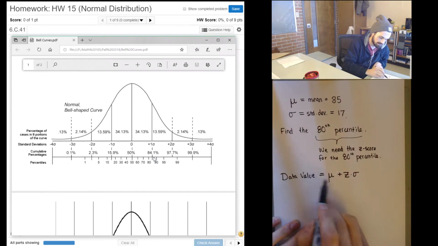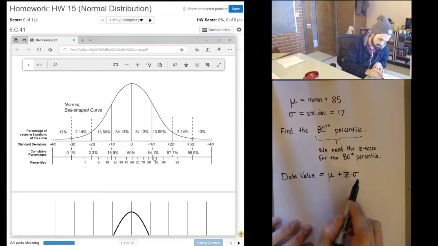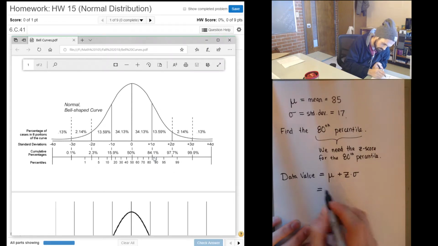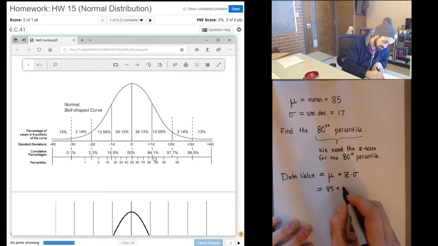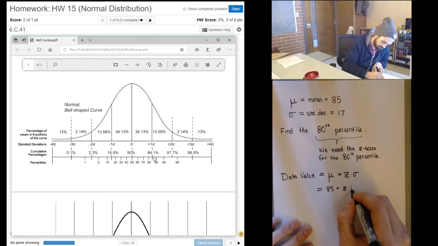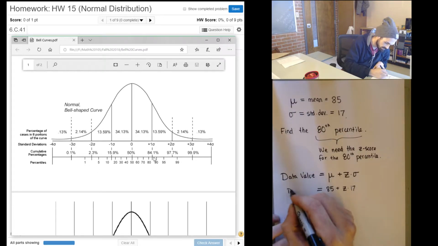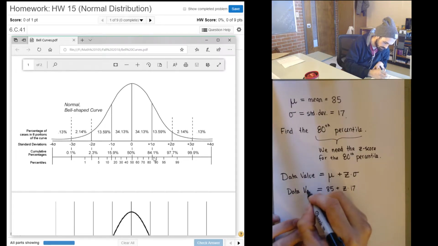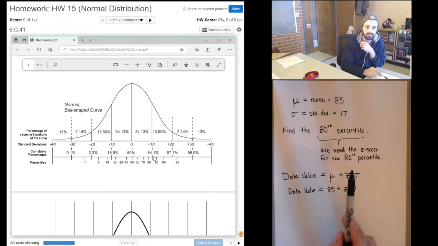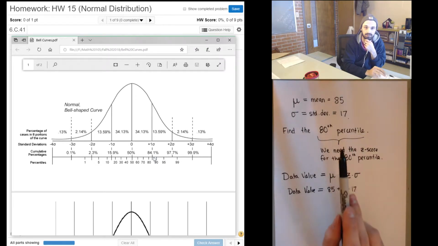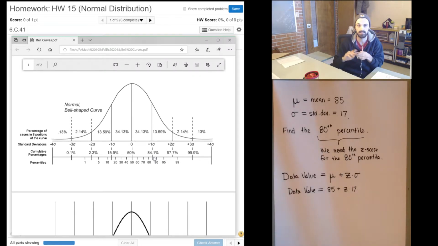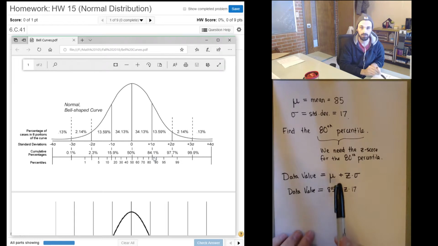So data value is the average plus my z-score times sigma. Well, I know my mean, I know my average, that's 85, plus z, I don't know z yet, times sigma, that's my standard deviation of 17, and this is going to equal my data value. So just as we stated up here, if you're trying to find the 80th percentile, we need to know the z-score for the 80th percentile. Once we know the z-score for the 80th percentile, it's a quick little multiplication, then add 85 to find the corresponding data value.